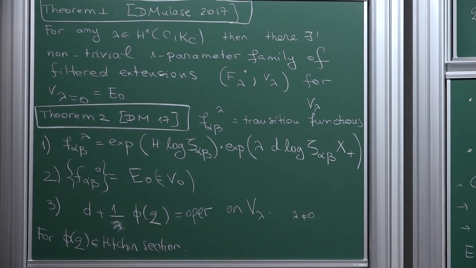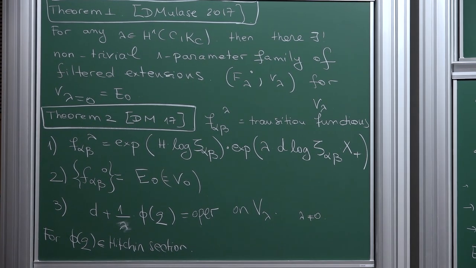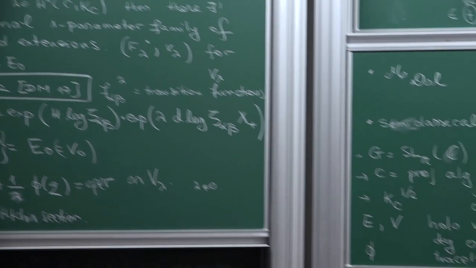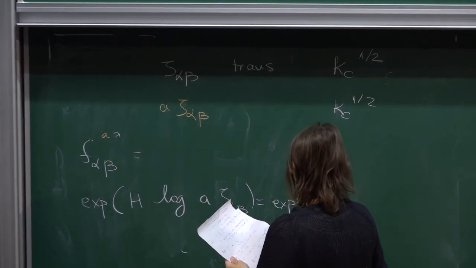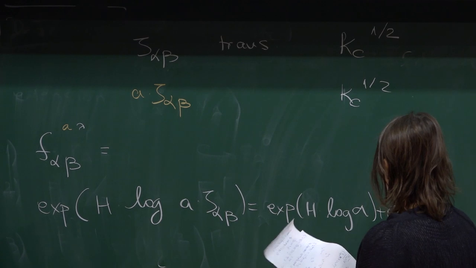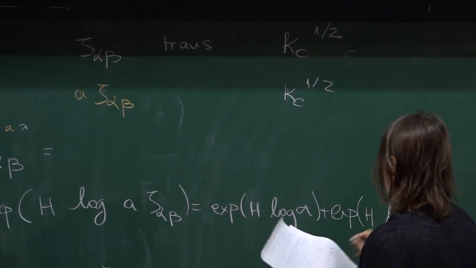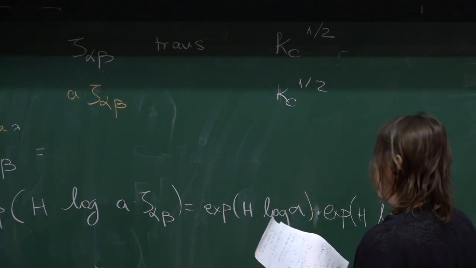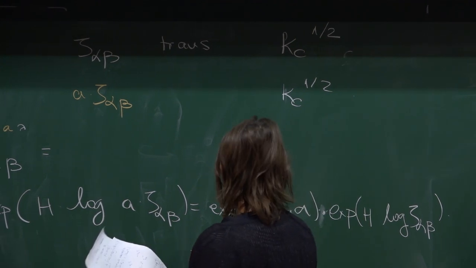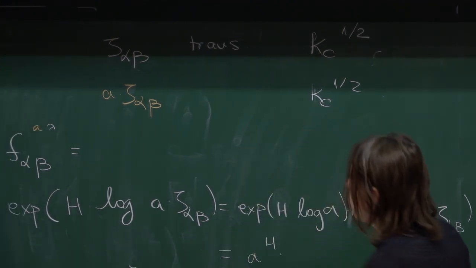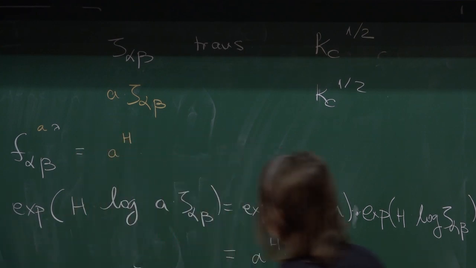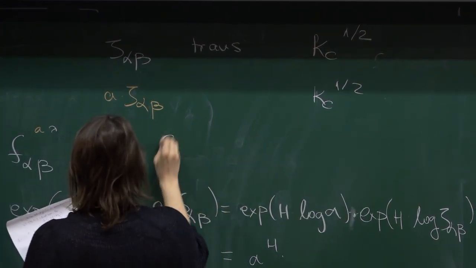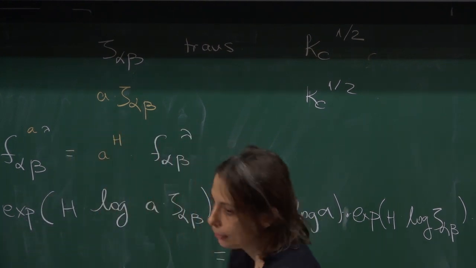So you have the same thing, but only the first part will be affected in the first statement of the theorem. So for example, I'll have that X of H times log of A times that alpha beta will be the sum and then the product between this. So this will be probably my notation A to the H, and this is just this diagonal matrix that has just powers of A on the diagonal, and then F alpha beta, the old ones. And this just comes from here.